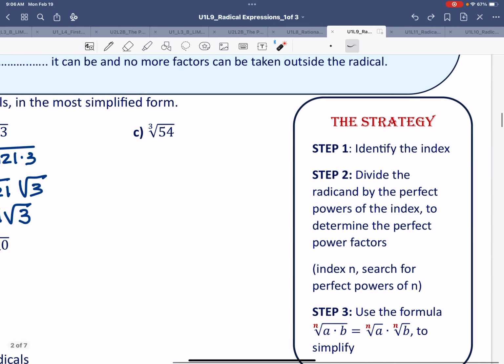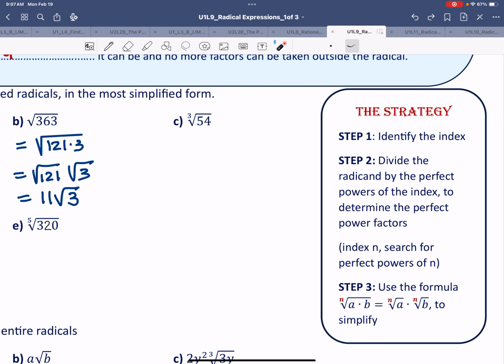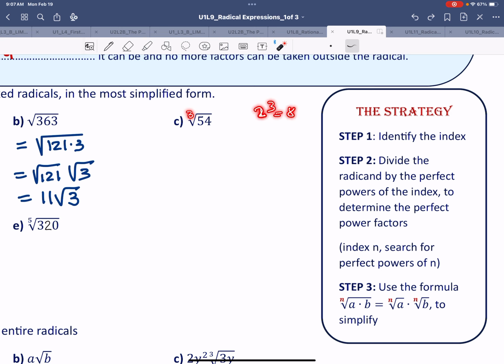Let's go to the third root of 54. The story changes here a little bit. We have to identify the index, which is 3. So we're looking for powers of 3. 2 to the power 3 is 8. 3 to the power 3 is 27.